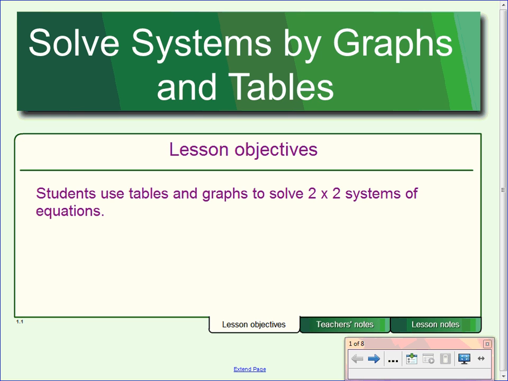All right, so today we're going to be looking at solving systems by graphs and tables. Today you guys are going to be solving what we call systems of equations, and I'll show you what a system is here in a little while. However, the method we're going to use to solve those systems is something called graphing, and we're also going to be using some tables. Okay? All right, so let's go ahead and get started.